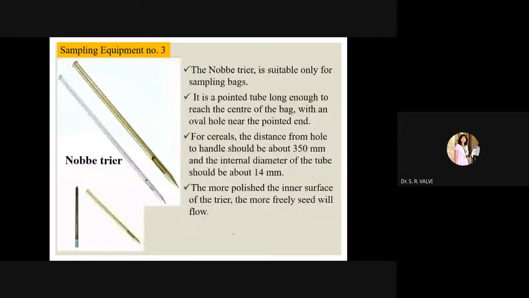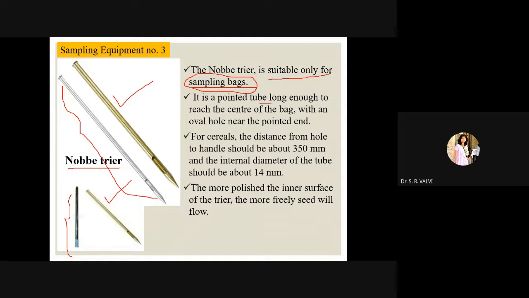Now the third equipment is the knob trier. The structure and the length of this knob trier vary. These are the very lengthy ones and these are the smaller knob triers, right? The knob trier is suitable only for sampling bags. Previously, what we have seen was used only for seeds contained in a bin. Now this knob trier is suitable only for sealed bags, right?